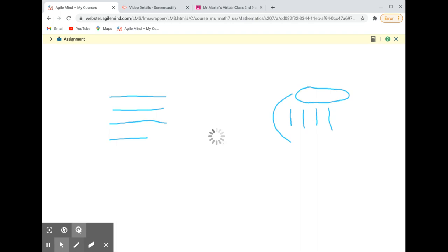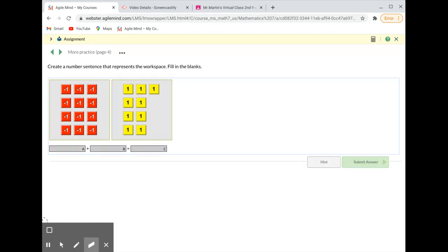All right, let's look at number 4. All right, let's go with Miss Satari. Miss Satari couldn't hear me earlier. Satari, can you hear me now? Yes, sir. All right, Satari, it says create a number sentence that represents the workspace. Fill in the blanks. All right, so what do we have in the first part, Satari? -12. All right. You did that fast. How'd you do it so fast? I was already working on it. Oh, cool.